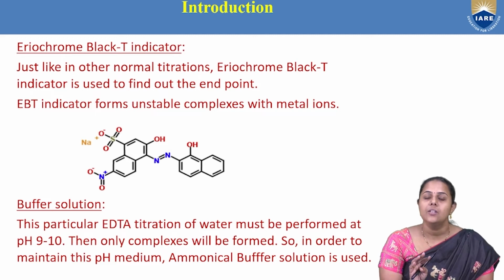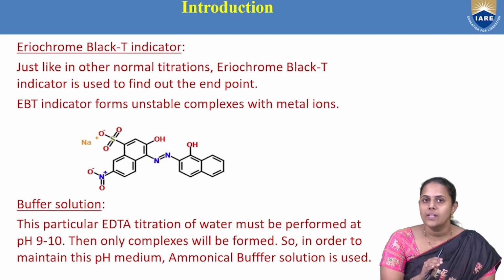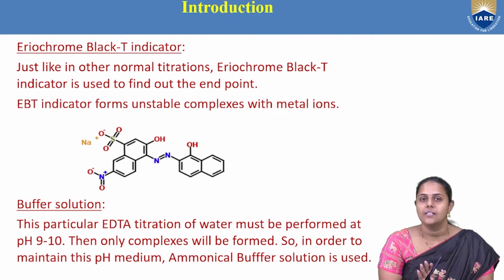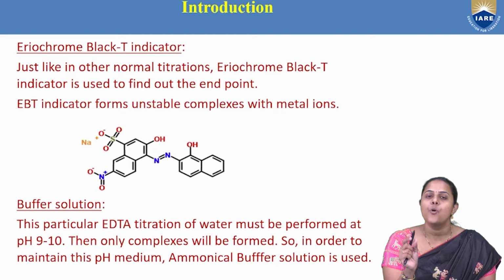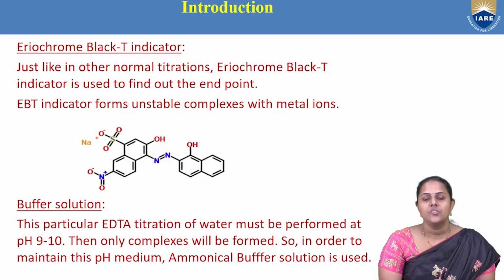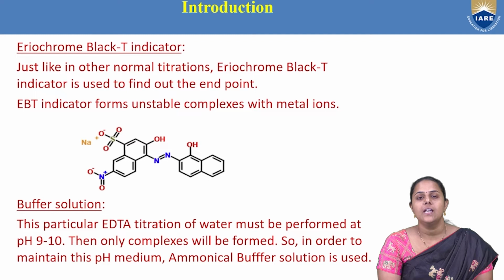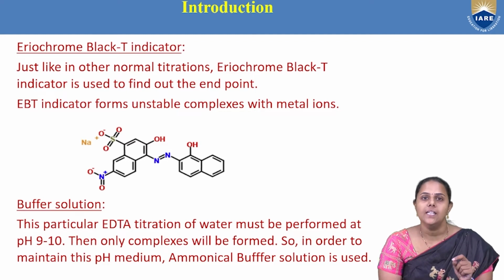By giving a color change, initially one color will be there, or initially it can be colorless depending on the type of indicator. By the end of the titration, there will be a color change. That's why it is called the indicator. The name itself tells us, indicator means it will indicate the endpoint of the titration. So in this experiment, we are using the EBT indicator, that is Eriochrome Black T indicator.